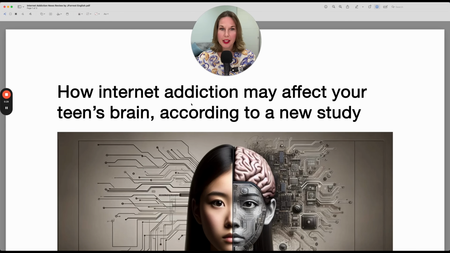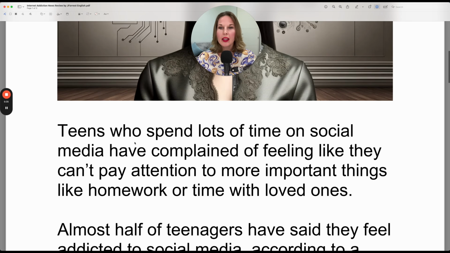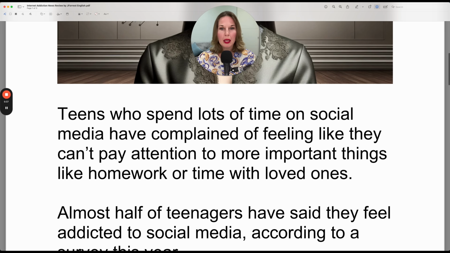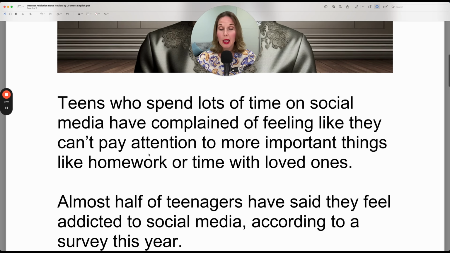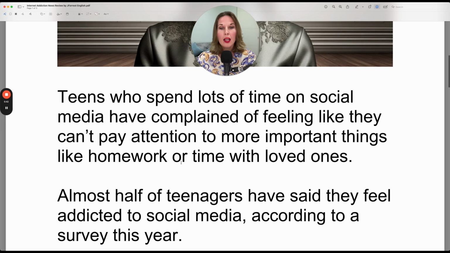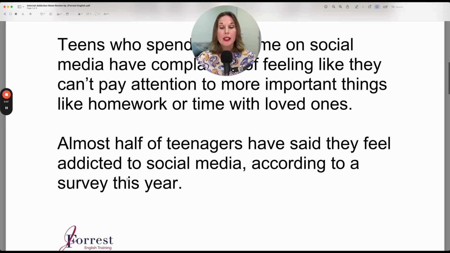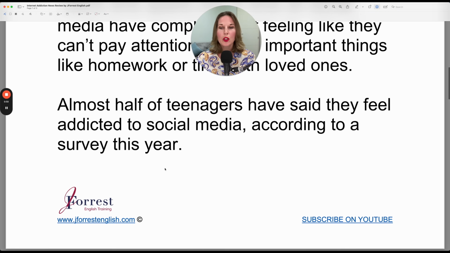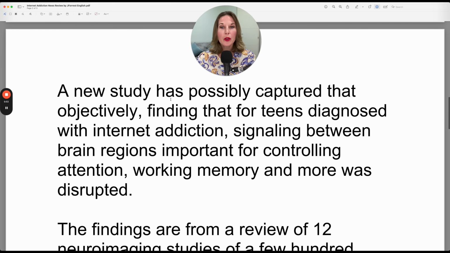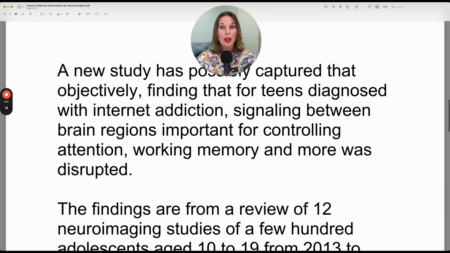How internet addiction may affect your teen's brain, according to a new study. Teens who spend lots of time on social media have complained of feeling like they can't pay attention to more important things like homework or time with loved ones. Almost half of teenagers have said they feel addicted to social media, according to a survey this year. A new study has possibly captured that objectively, finding that for teens diagnosed with internet addiction, signaling between brain regions important for controlling attention, working memory, and more was disrupted.